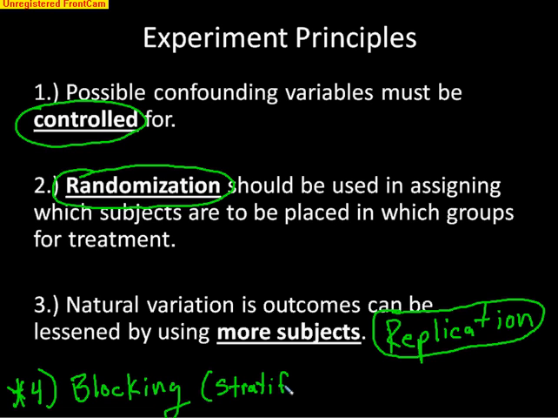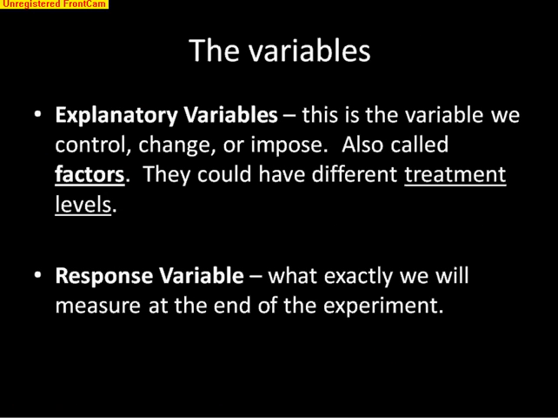But we will talk more about this later. The reason why I put it with an asterisk is it doesn't have to be in every experiment, where the first three actually do have to be in every experiment. All right, the variables involved. There are two important variables involved. The explanatory variable, that's the X, we talked about that before, and the response variable, that's the Y.